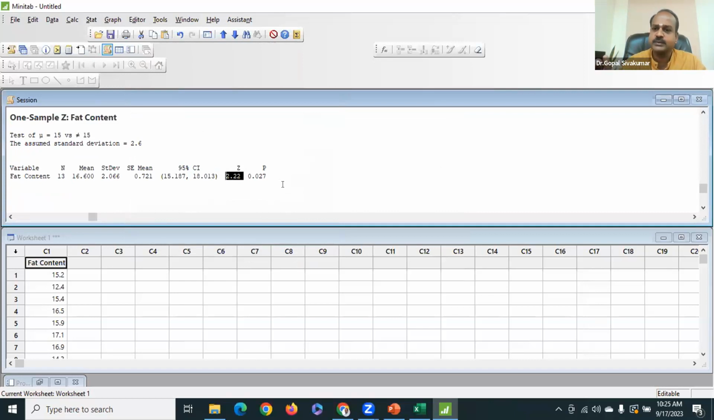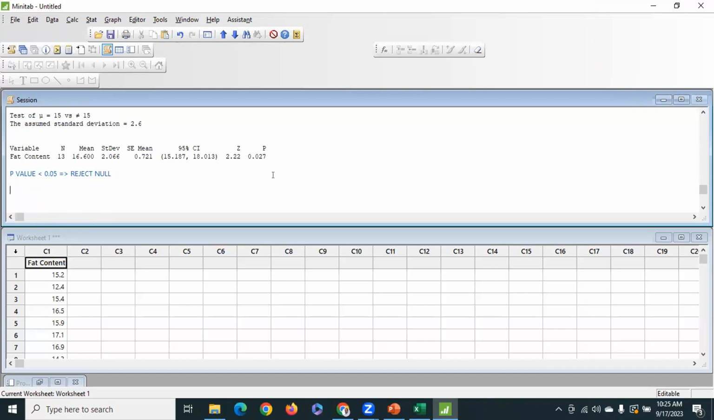That means it is more than 1.96. Alternatively, the p-value is found to be lesser than 0.05. Can you see? You do any one. If the p-value is lesser than 0.05, you have to reject the null. Reject the null means what? Accept the alternate. Fat content is not equal to 15%.